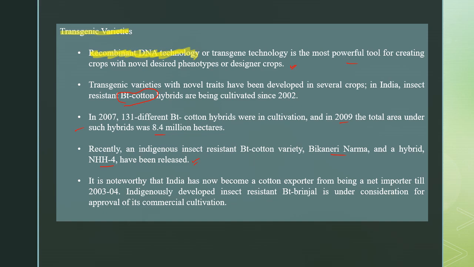This is possible due to the cultivation of Bt cotton. And for this, Bt cotton is the most cultivated in India. There are other varieties also, like Bt brinjal, which is also under commercial cultivation.